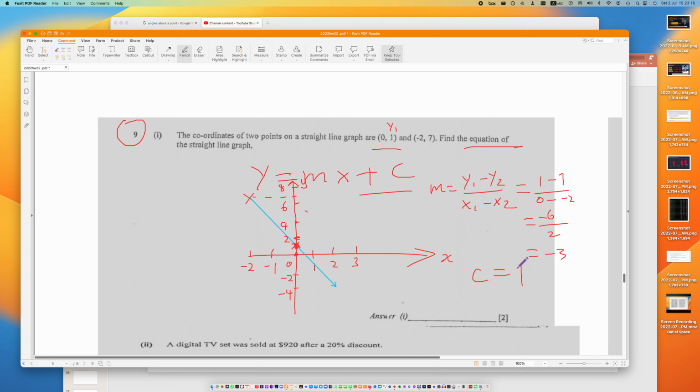So can you sub this into y equals mx plus c? What do you get? Okay? So actually what is so special about the y-intercept? The y-intercept is when x is equal to 0, which is here. So you put x equal to 0 into this, you'll get your y, and you'll find that it's 1. Okay? Next.